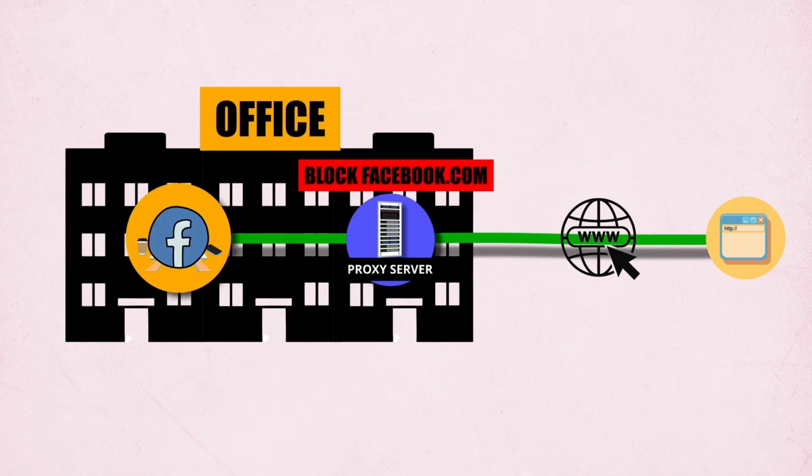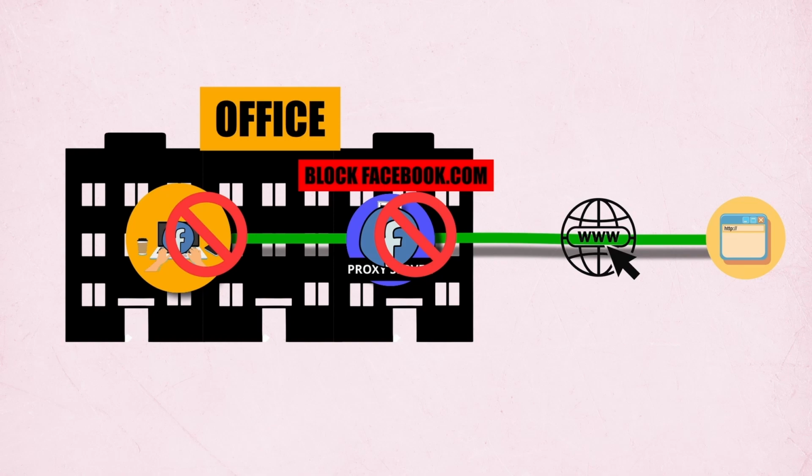Now when some employee tries to access Facebook from the corporate network, the request will go to the proxy server and the proxy server will check whether it's a Facebook IP and it will block that IP so that you cannot access Facebook from your corporate network. This is one way to restrict what you can access from your corporate network. Second is that the proxy server conceals your IP.